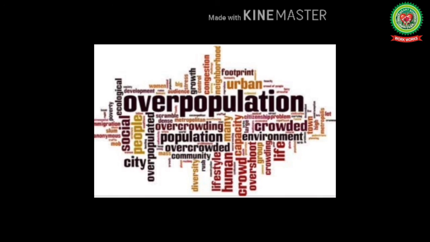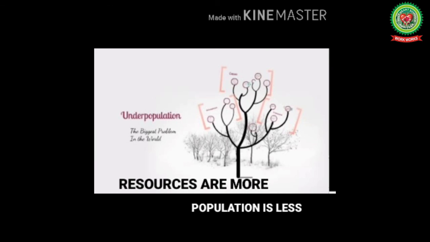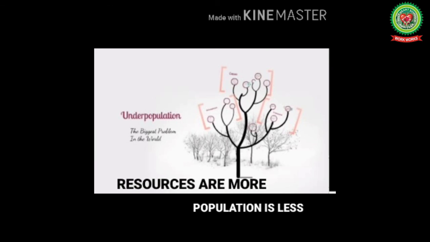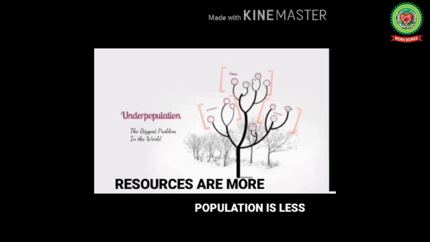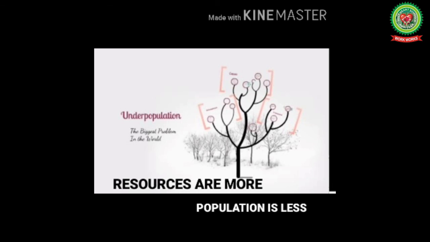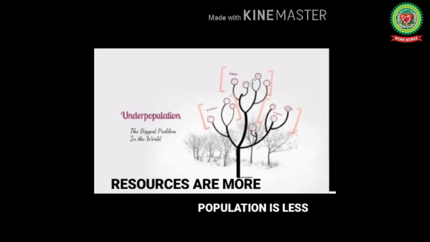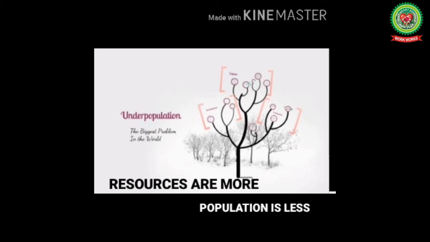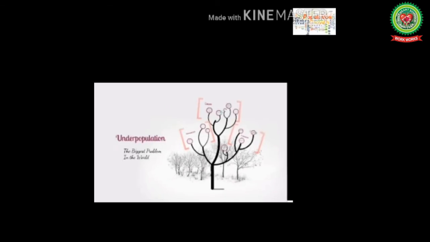Second term is underpopulation. This condition exists when the population is too small. A very small population is unable to fully utilize the available resources. Australia and Russia are the examples of underpopulated areas.